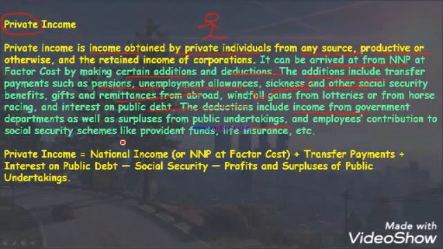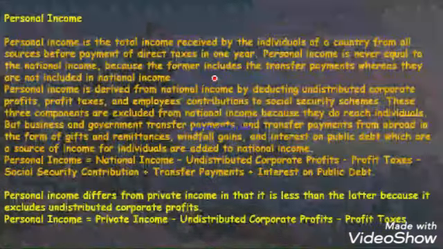So now let's talk about the private income formula. National income plus transfer payments plus interest on public debt minus social security, which is like police, you can understand it like that, minus profits and surpluses of public undertakings. So what do you mean by private income? It is earned by a private individual from any source, which can include these sources that I explained to you here.